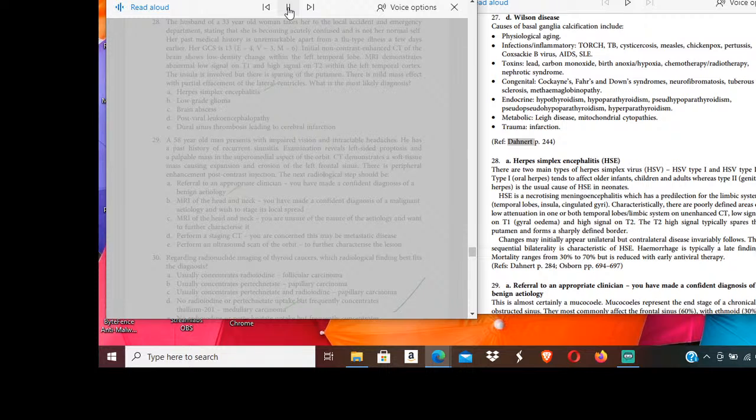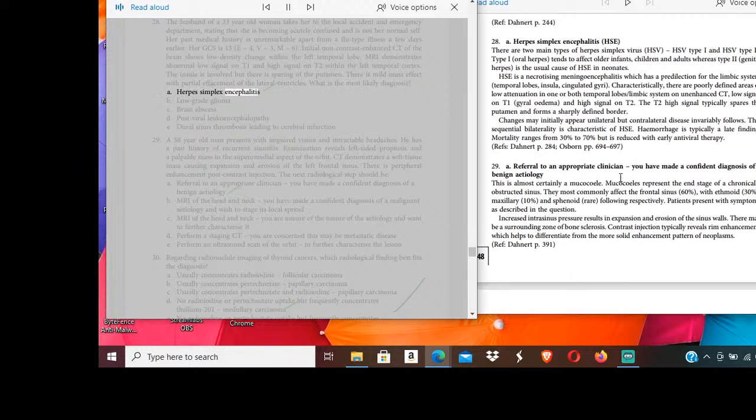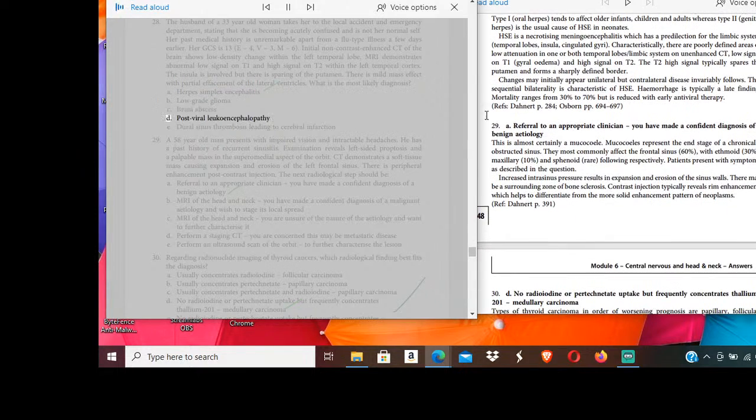28. The husband of a 33-year-old woman takes her to the local accident and emergency department, stating that she is becoming acutely confused and is not her normal self. Her past medical history is unremarkable apart from a flu-type illness a few days earlier. Her GCS is 13, E4 V3 M6. Initial non-contrast enhanced CT of the brain shows low density change within the left temporal lobe. MRI demonstrates abnormal low signal on T1 and high signal on T2 within the left temporal cortex. The insula is involved, but there is sparing of the putamen. There is mild mass effect with partial effacement of the lateral ventricles. What is the most likely diagnosis? A. Herpes simplex encephalitis. B. Low-grade glioma. C. Brain abscess. D. Post-viral leukoencephalopathy. E. Dural sinus thrombosis.